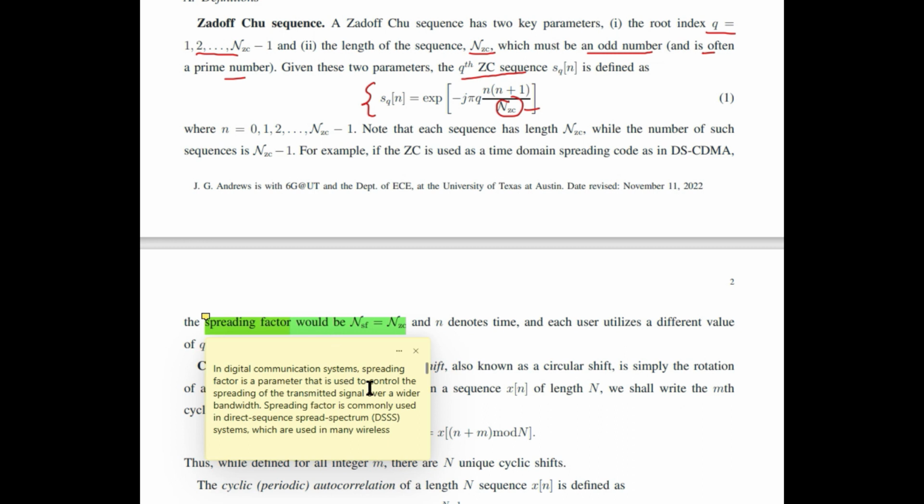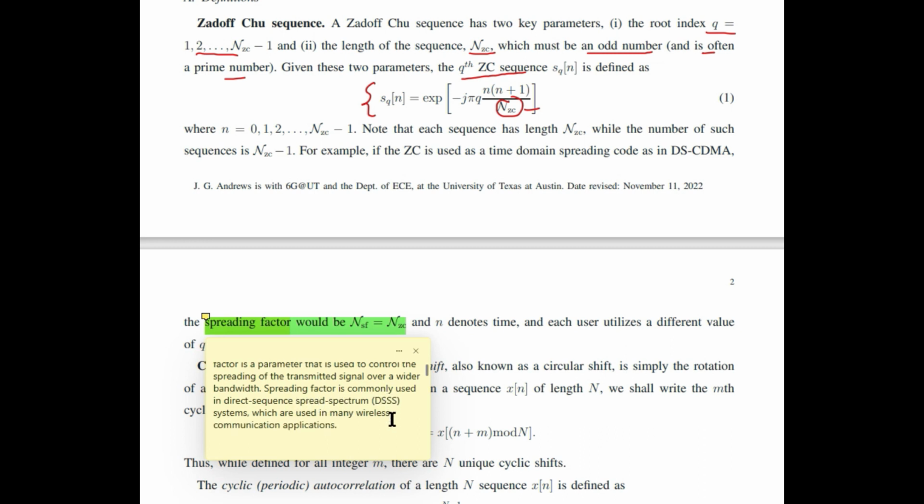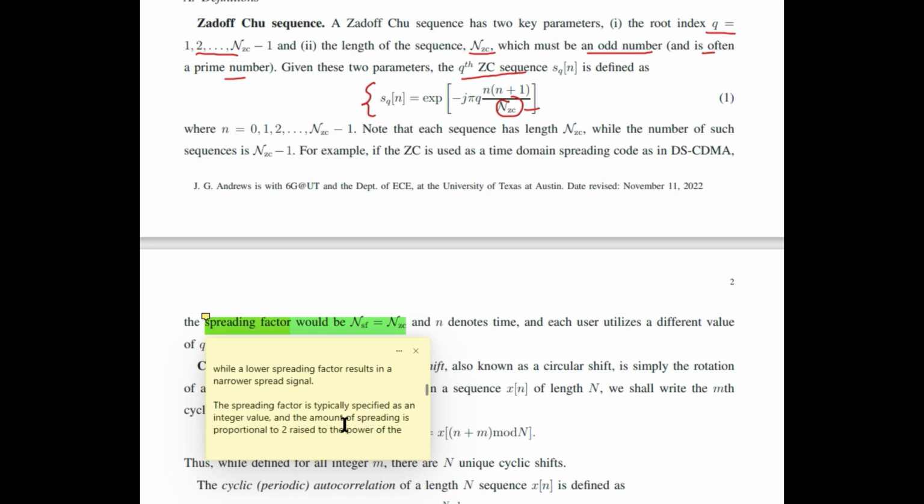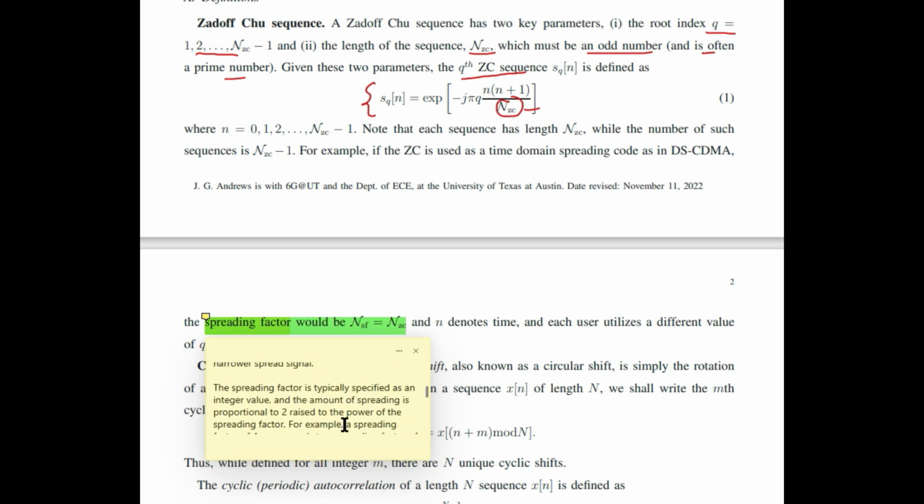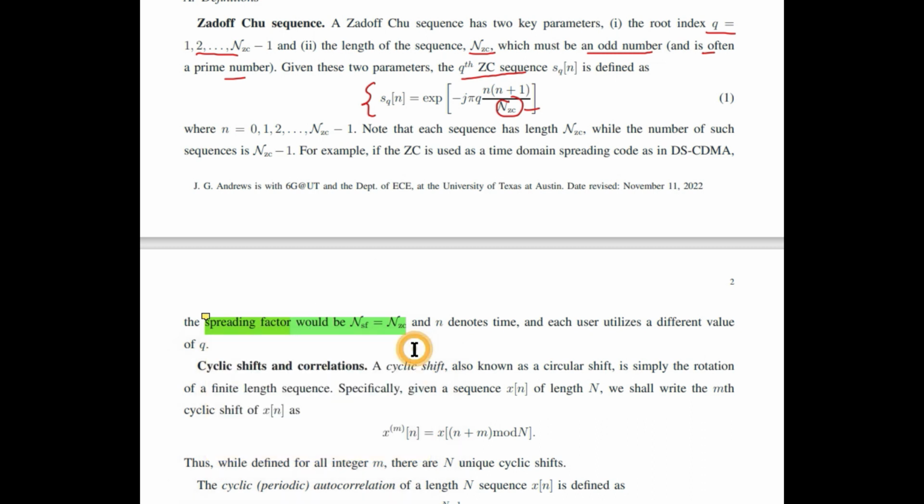In a digital communication system, the spreading factor is a parameter used to control the spreading of a transmission signal over a wider bandwidth. A spreading factor is commonly used in a direct sequence spread spectrum system, which is used in many wireless communication applications. So all of this is connected with this property. We can simply say that N_SF is equal to N_ZC.